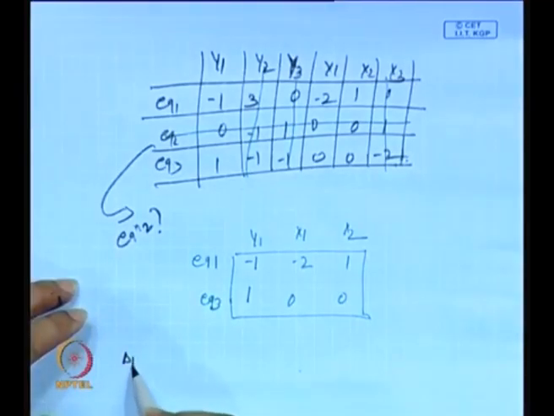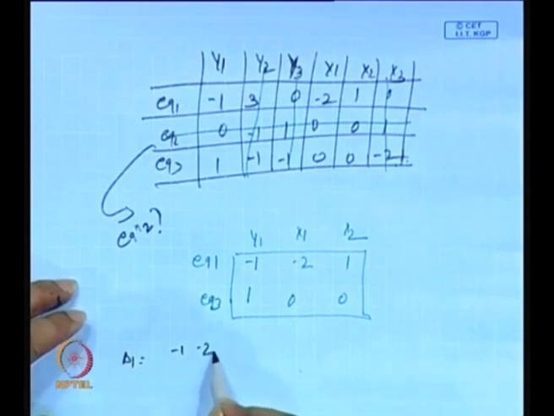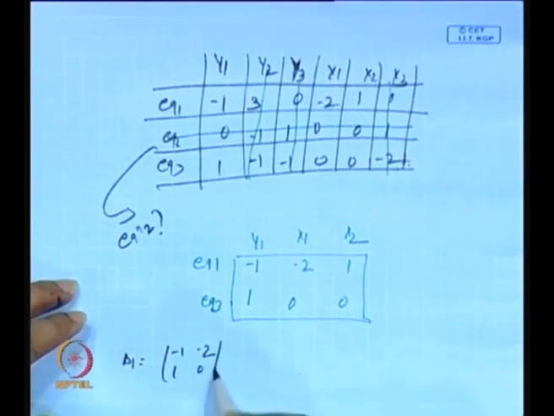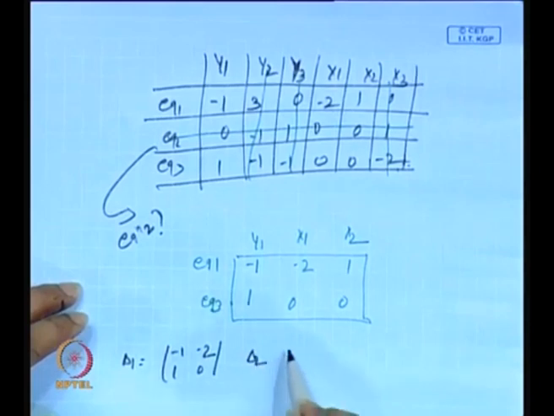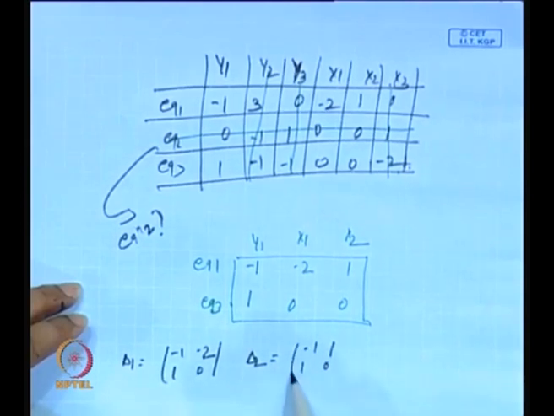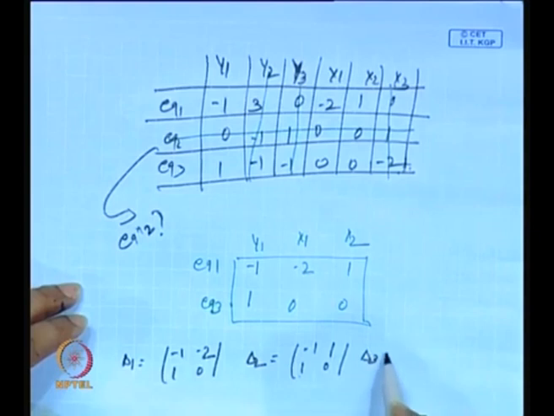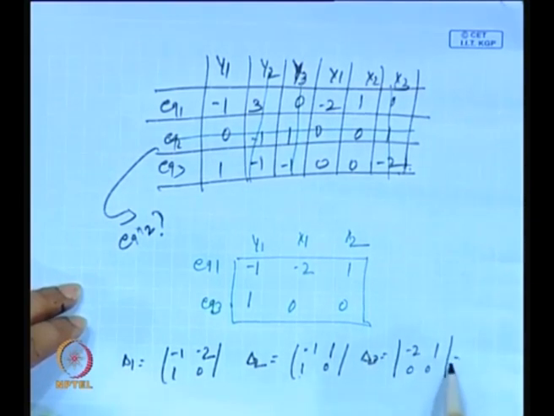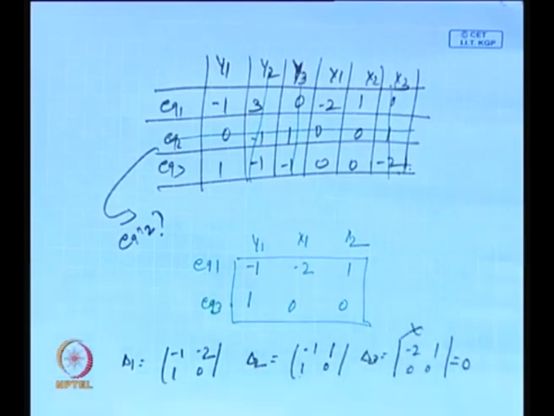You have to now prepare a square matrix here. There are three matrices you can prepare. Delta 1: minus 1, minus 2, 1, 0, this is one case. Then delta 2 equal to minus 1, 1, 1, 0. Then delta 3 is equal to minus 2, 1, 0, 0, so this is equal to 0, so this case is rejected.